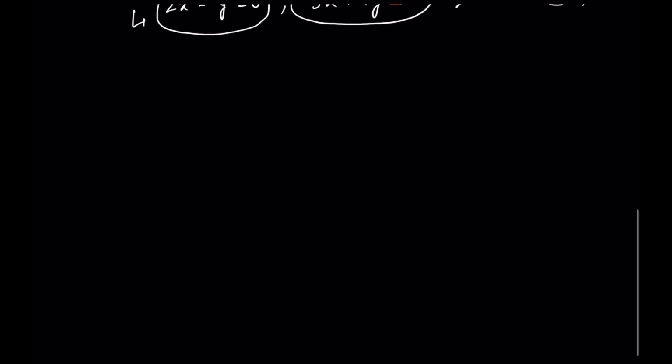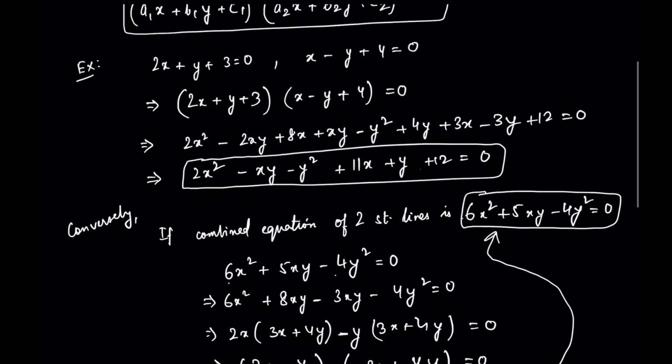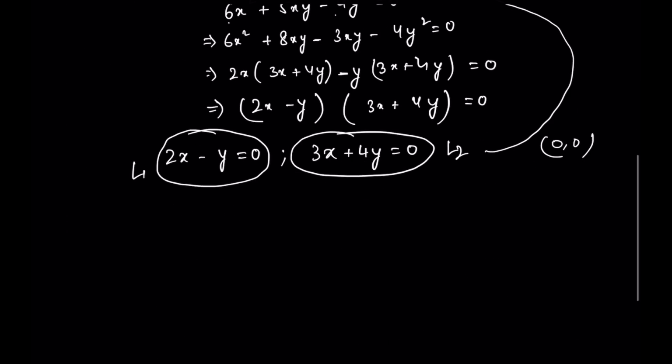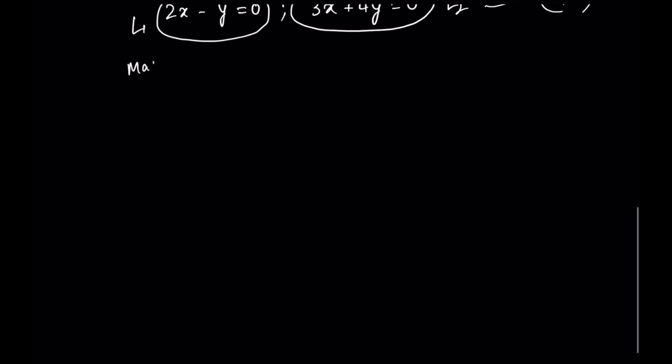Now let's move ahead. In order to find the combined equation of straight lines, what you need to do first is make the RHS of each equation of a straight line equal to 0, and then multiply the two equations.